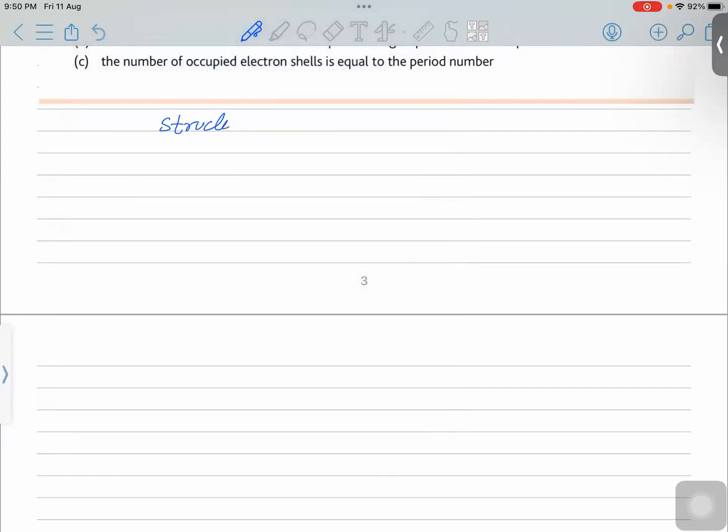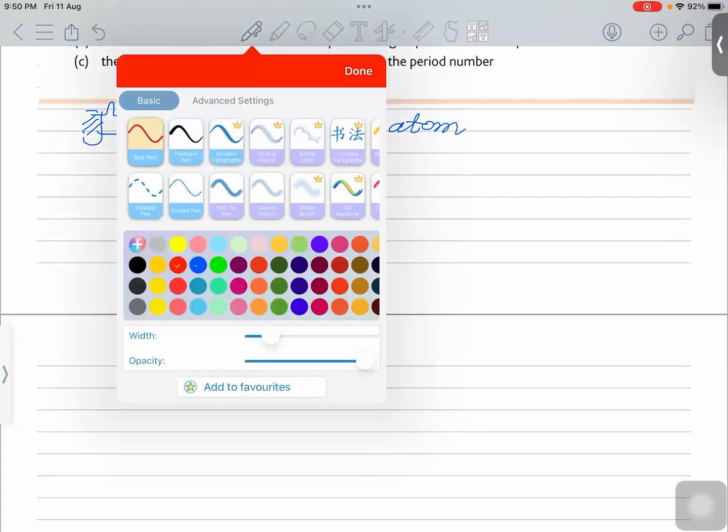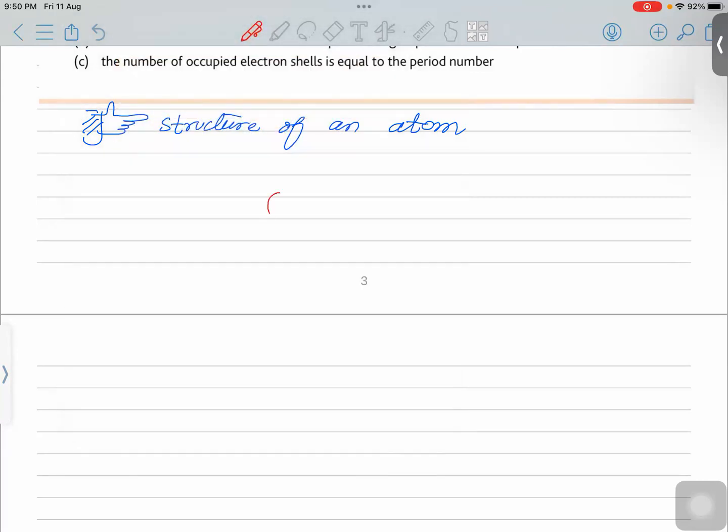Now, structure of an atom. Atom is derived from the word atomos, which means tiny particle, right? So atom is an indivisible particle. You all know the definition of an atom. Now look at the structure of an atom.